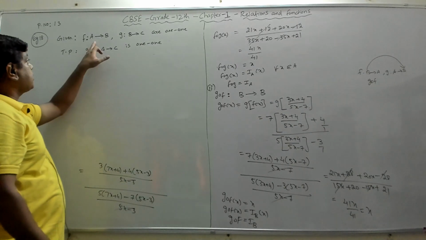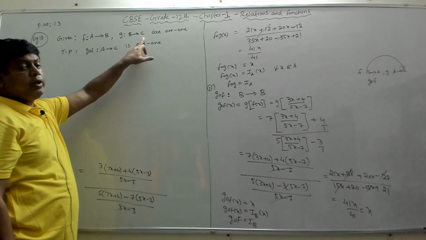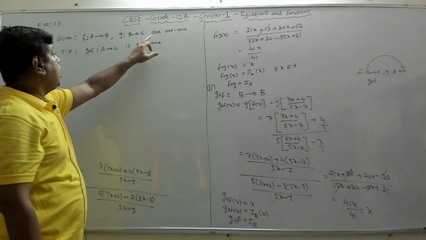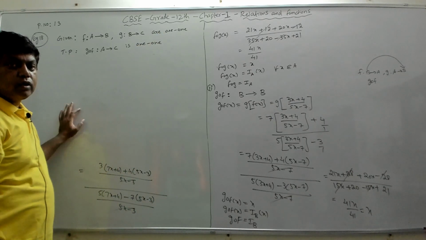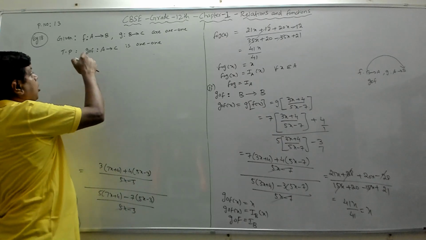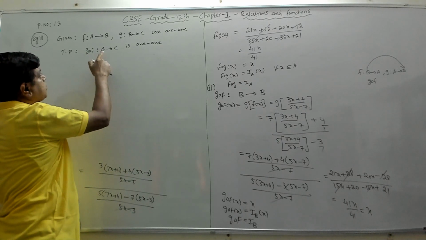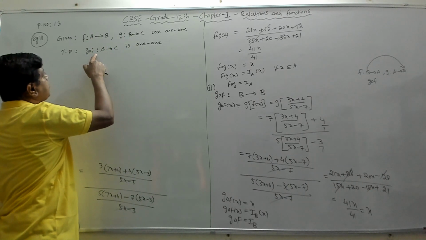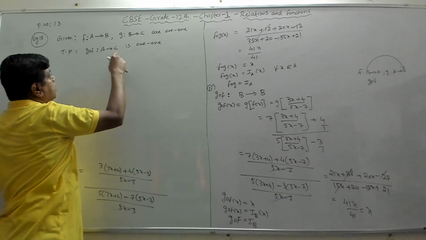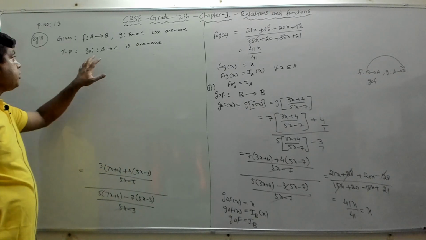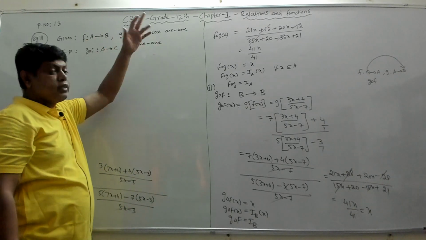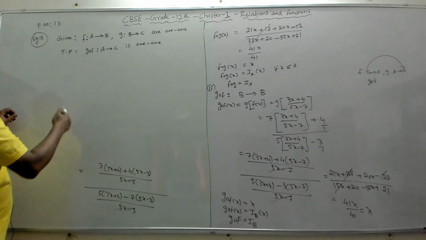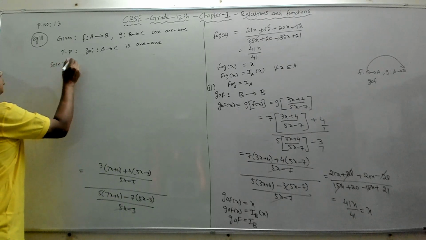So f is a function from set A to B, and g is a function from B to C, are 1 to 1 functions. Then we should prove that the composition g of f, which is from A to C, obviously, if f is from A to B and g is from B to C, means your g of f will be from A to C, is 1 to 1. We have to prove that g of f is 1 to 1. But f and g are 1 to 1 is given in the question. Right? And we have to prove g of f is 1 to 1.